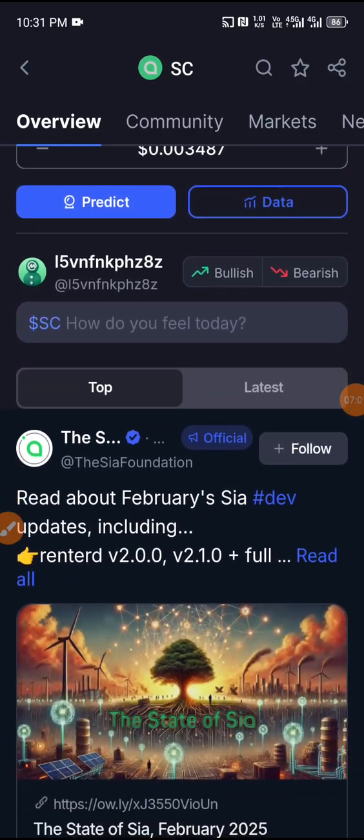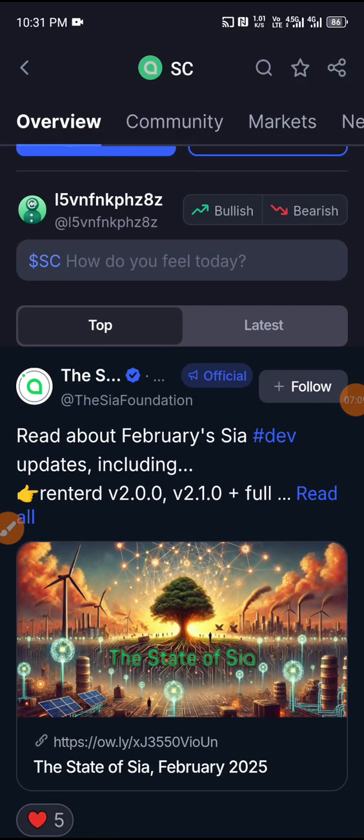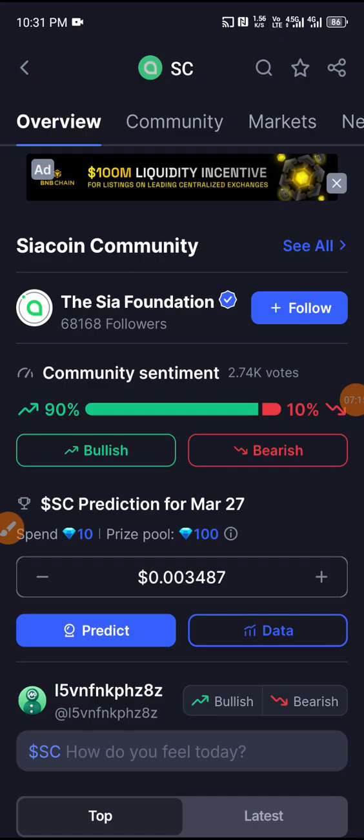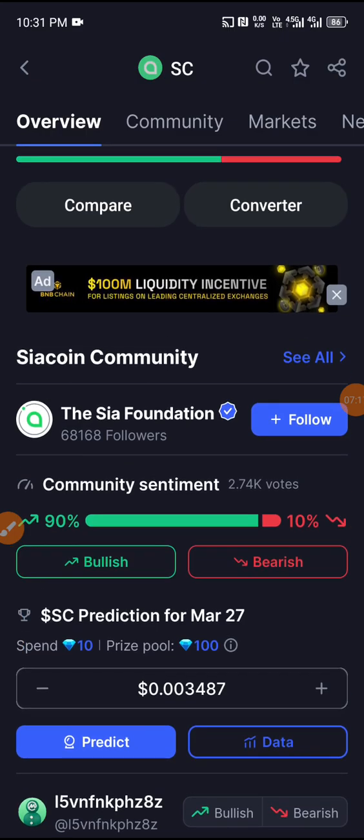You can see it here, the SC. It reached about February this year. You can go down there to make your further research in order for you to what? To make sure you're buying the right coin, and also to make sure you're buying a coin that will definitely profit you.